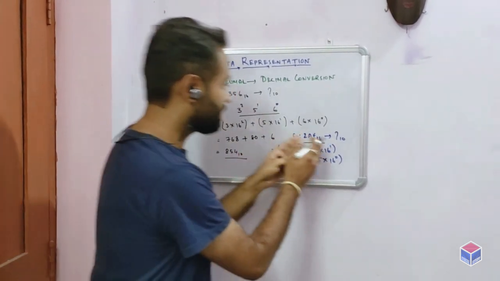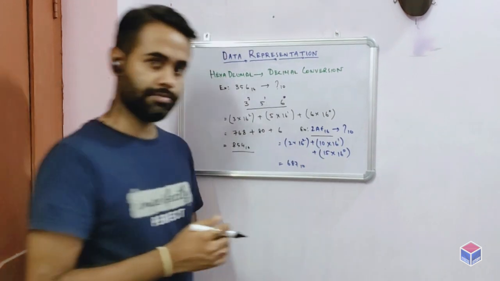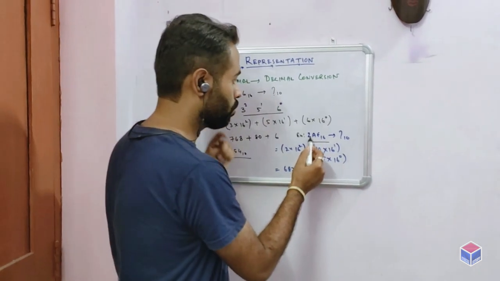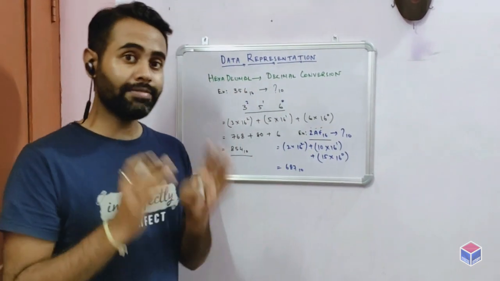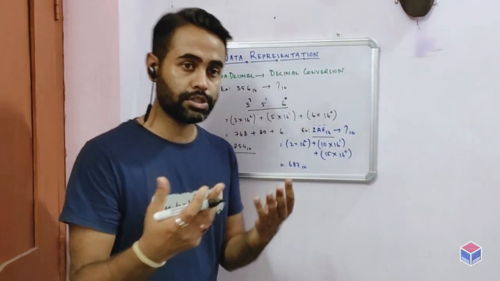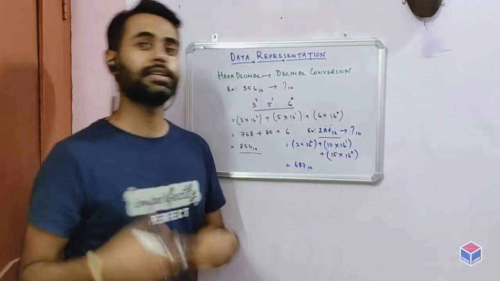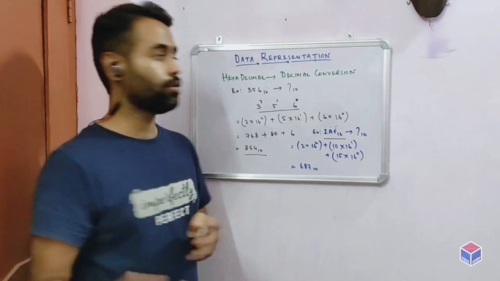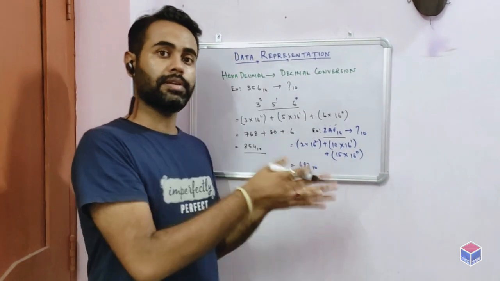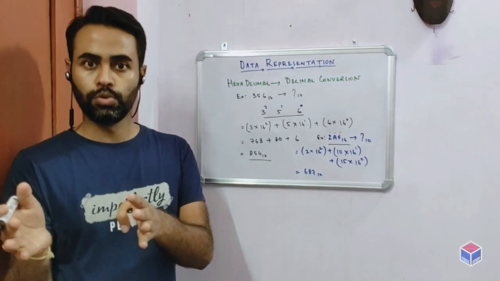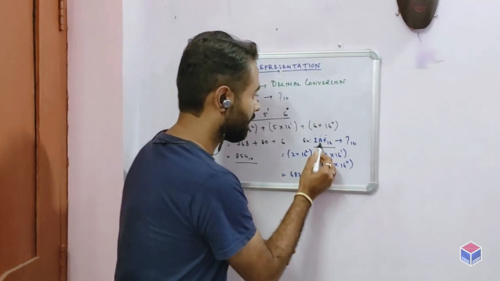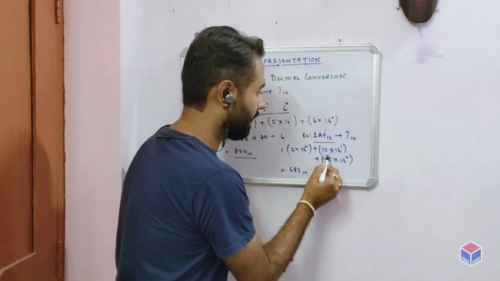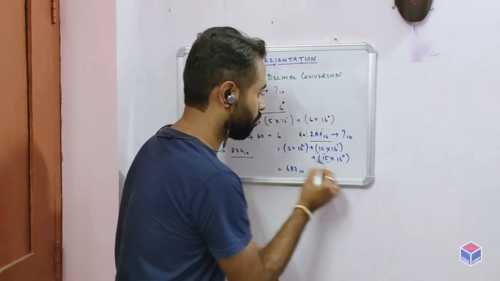Now let's come to the second example, where I put in alphabets as well. Here we have two alphabets, 2AF. Now when you have alphabets, how do you do the conversion? The alphabets are converted into decimal values. I said that you need to watch until the end of the video to look at a table where the alphabet conversions to decimals are shown. So here alphabet A stands for 10 and alphabet F stands for 15.